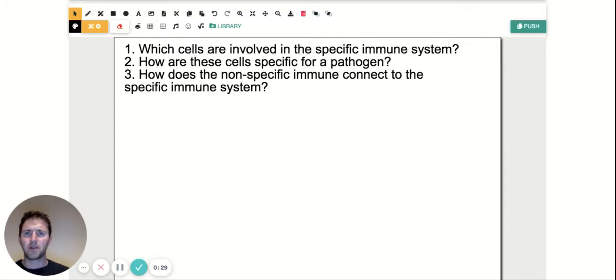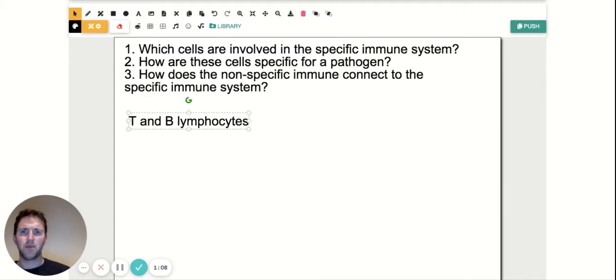Okay, welcome back. So what we're going to do here is not to delve into the specific functions of each cell. We're just going to have a broader look at the specific immune system before we start looking at the cells specifically and what they do. So which cells are involved in the specific immune system? Your answer should be this. So lymphocytes broadly, but specifically T and B lymphocytes.